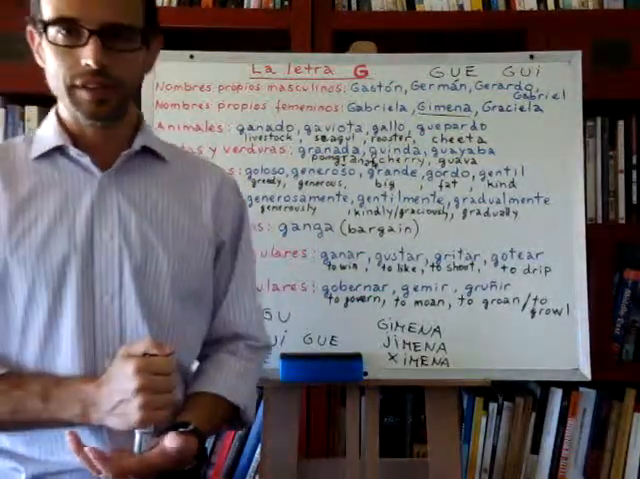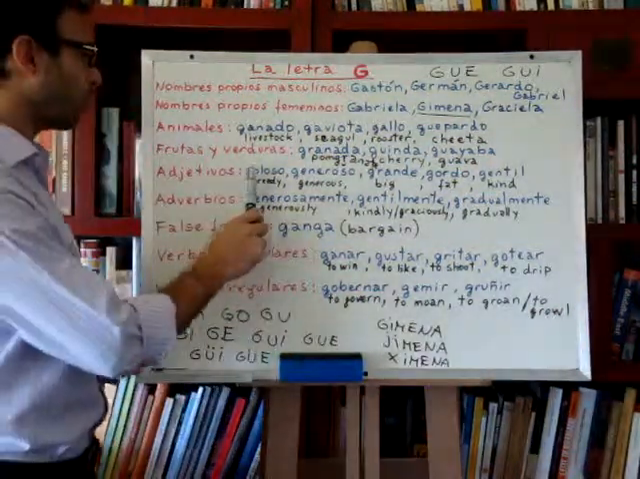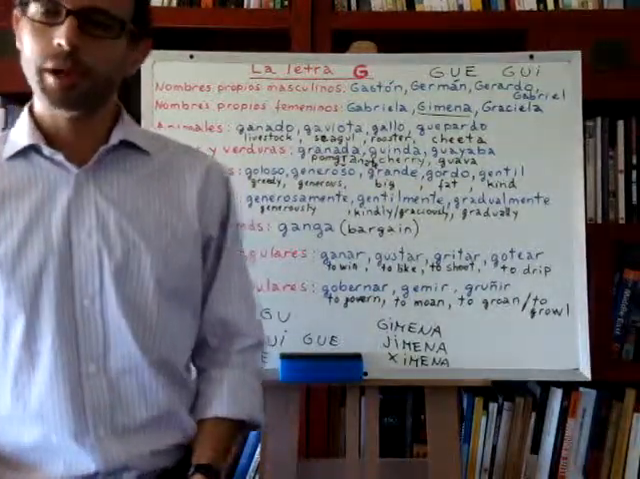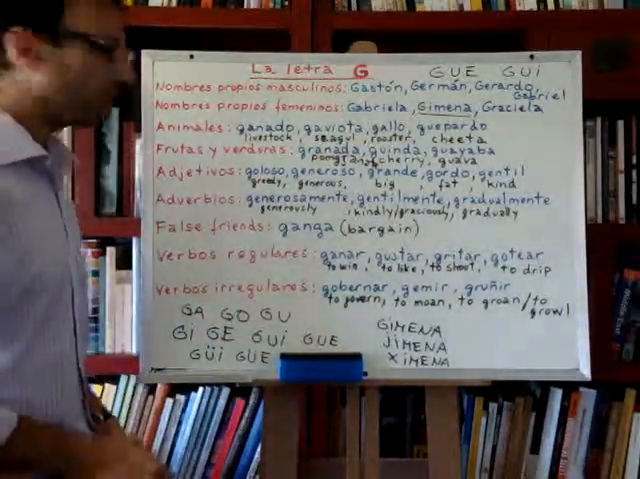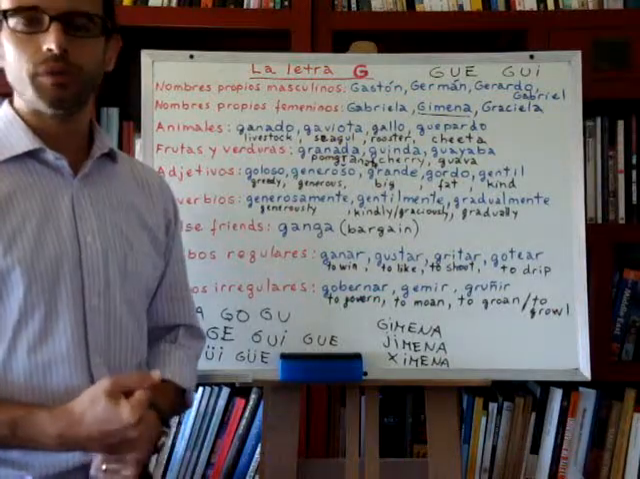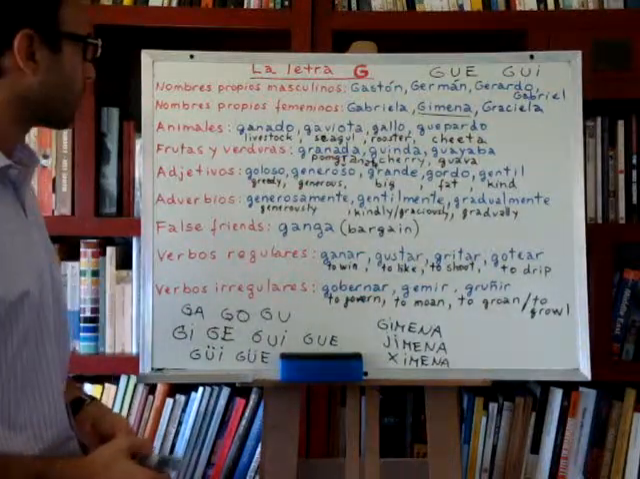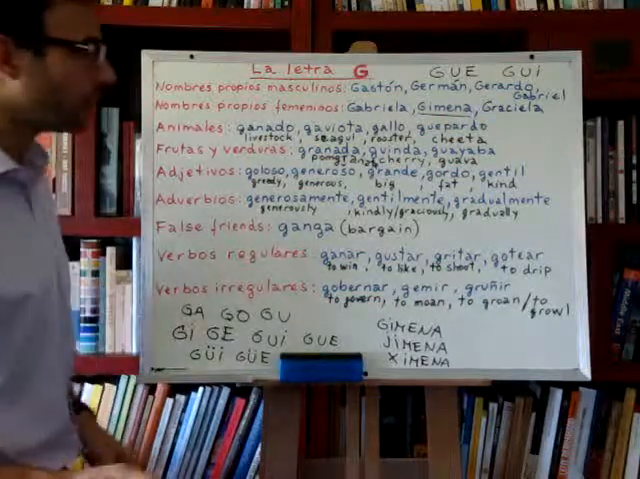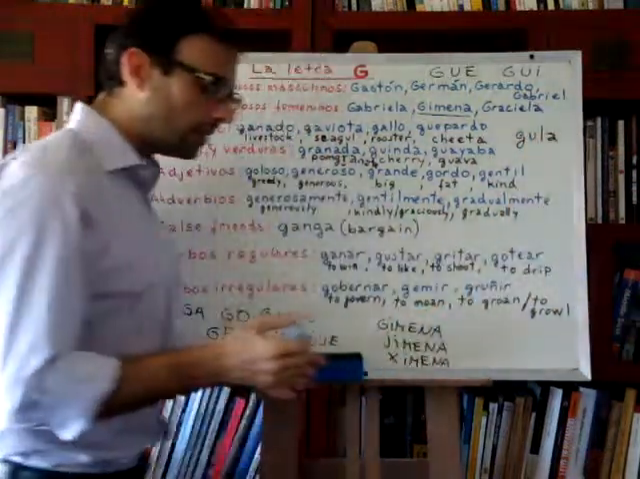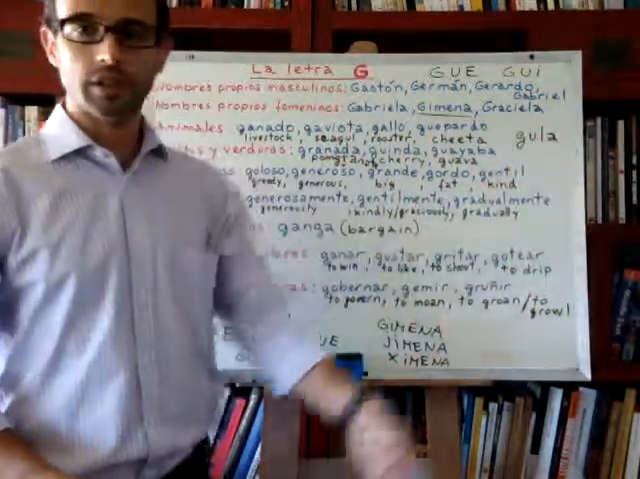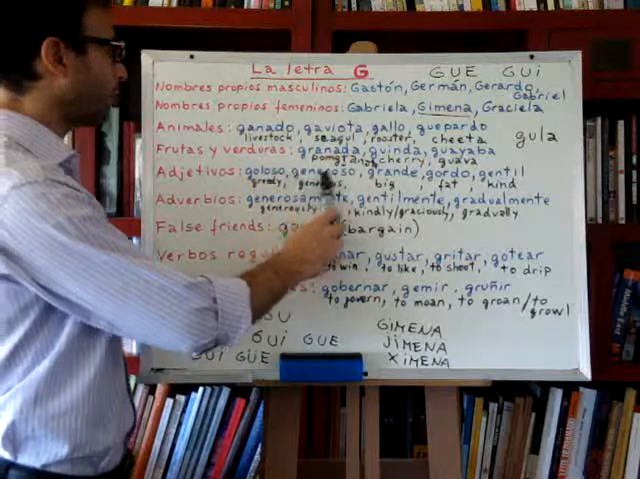Ahora veremos adjetivos que comienzan con la letra G. Now we will see some adjectives that begin with the letter G. Tenemos goloso. Goloso means greedy, but greedy in the sense of somebody that eats, right? Somebody that wants to eat, not necessarily fat, but somebody that is greedy for eating, okay? That is goloso. The noun for greedy is gula. Gula means greed, but again, greed in the sense of eating, right?